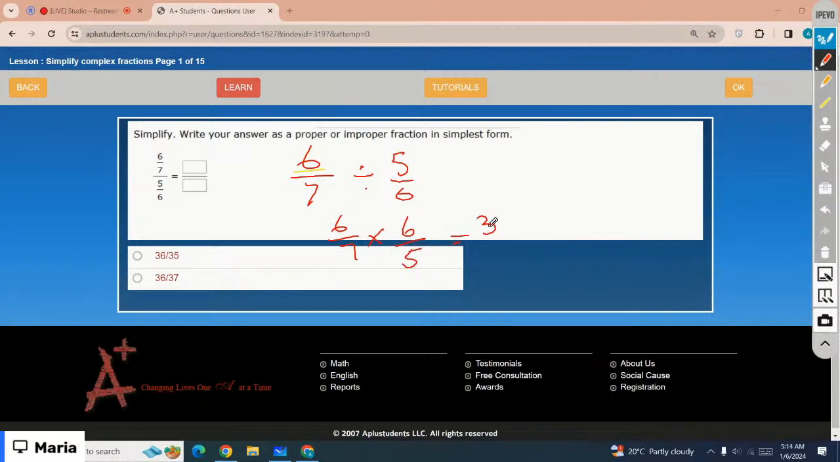So 6 times 6 is 36 and 7 times 5 is 35. So the correct option is option number 1. That is 36 over 35. Option number 1 is the correct option.